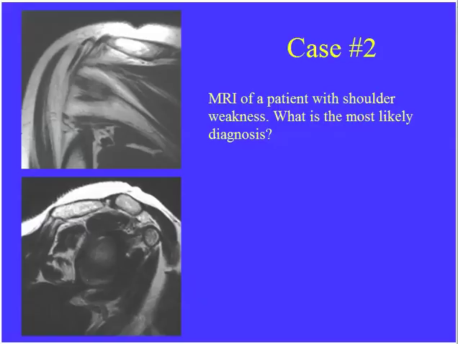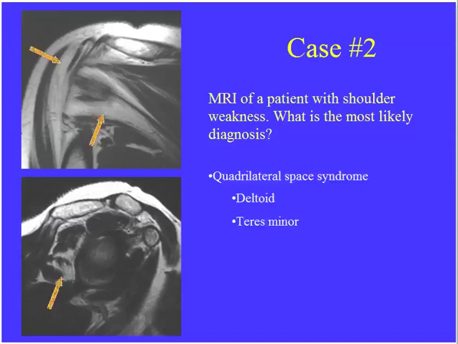Another classic question that they would ask, this is a patient with shoulder pain and weakness, and the question would be, what is the most likely diagnosis? We see that these are T1 weighted images because we see the bright subcutaneous fat, no fluid within the joint space. As we come up and look, we see that there's extensive fatty atrophy with high signal within the deltoid and within the teres minor, and this represents a quadrilateral space syndrome with denervation atrophy of the deltoid and the teres minor.